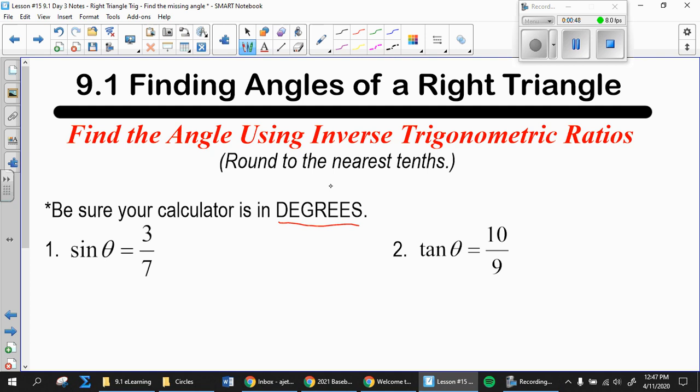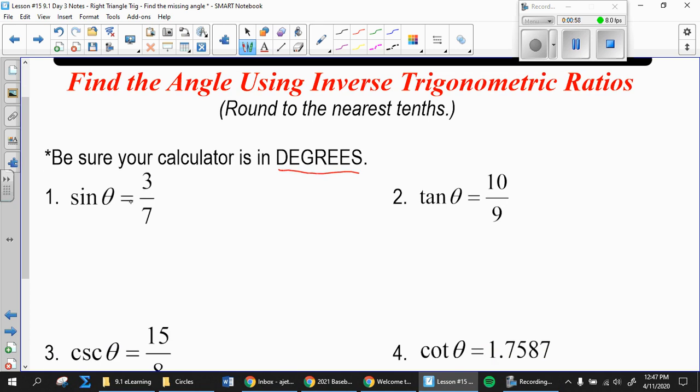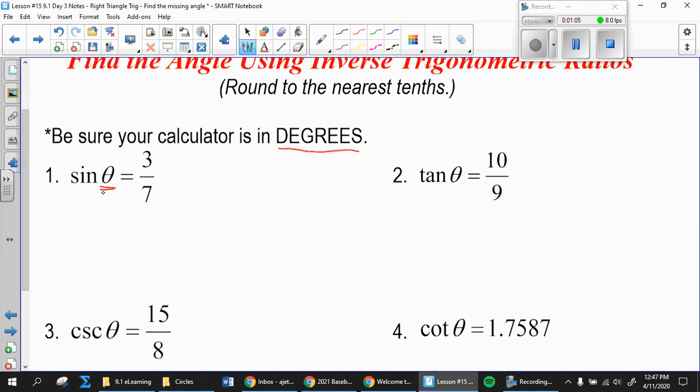So when we set up our trig functions, we still get something that looks like this, where we get sine, cosine, tangent of some angle equals a side over a side. And so what we're going to look at today is finding this missing angle here.